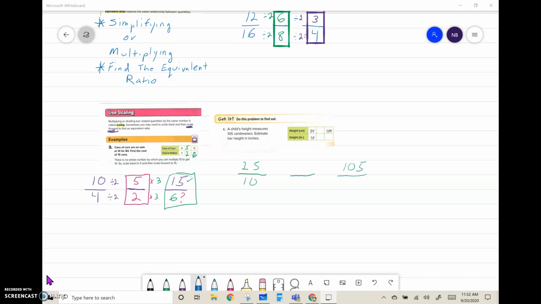All right, so hopefully you gave it a shot, and let's see how you did. I know off the top that I need to figure out what my equivalent ratio in the middle is, and I need to figure out what this denominator is. So I need to find this one and this one. I can't think of any factors that I can multiply times 25 to get 105, so we're going to have to scale back first.